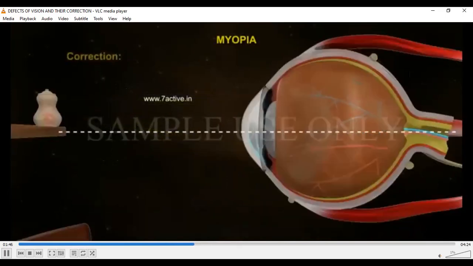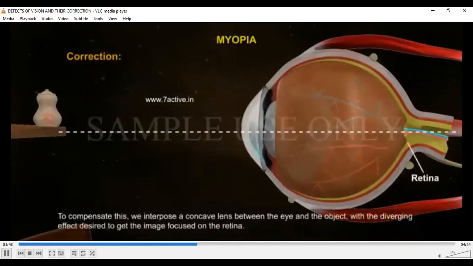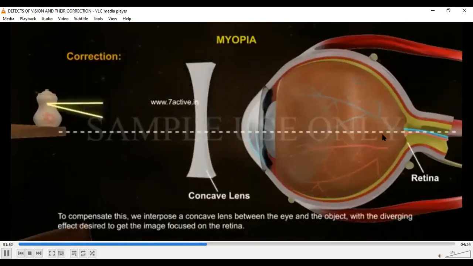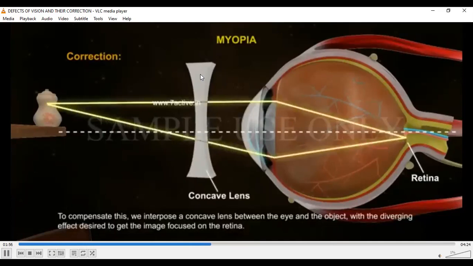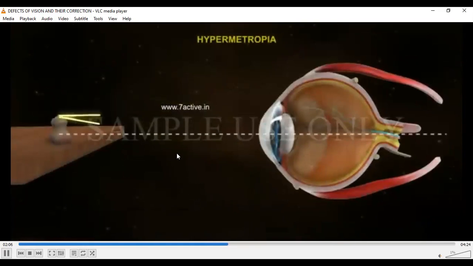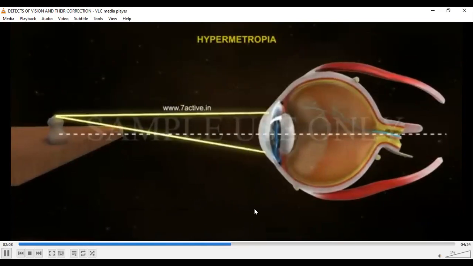Now how to do the correction of that? How are we going to do the correction? It means that we have to increase the focal length. For increasing the focal length, we need a diverging lens. It first diverges the ray, and then the diverged ray converges so that the sharp image forms on the retina. The next is hypermetropia.